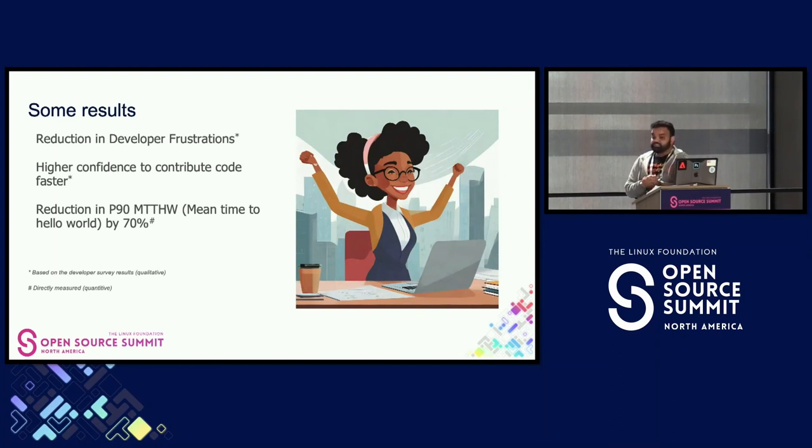Now, what have we achieved with all this? We again ran the survey for the new developers, and we saw a significant improvement in their frustrations. Because the golden flow or golden path is wrapped in the IDE, we don't need to jump from hop to hop, and you can measure that in the happiness survey. They also have higher confidence. Again, they don't need to dig for the information.